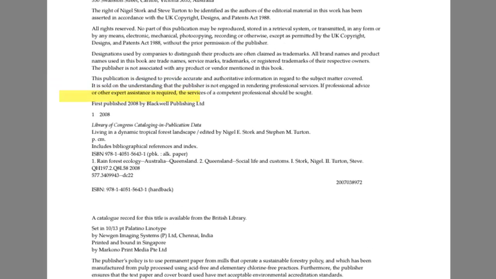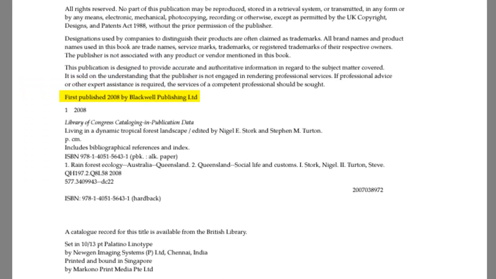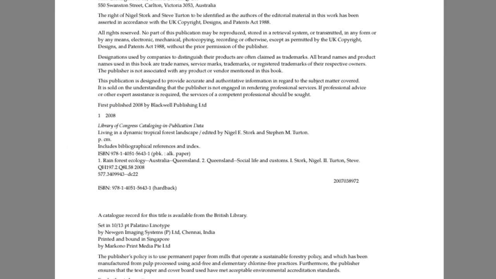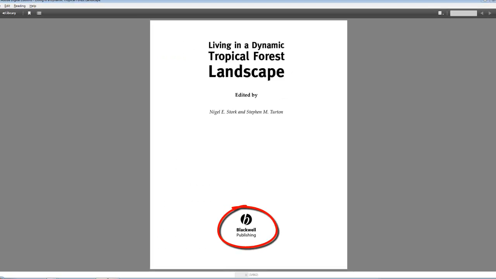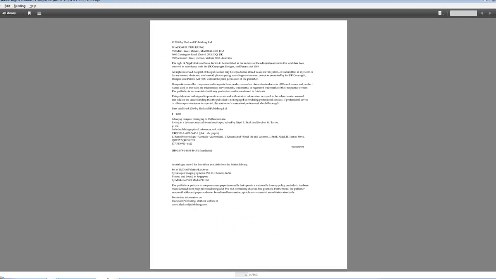The third item is the addition or revision. In this case, it's the first edition and hasn't been reprinted. Now that's okay because it's a relatively recent book. Fourth is our publisher. Blackwell is a well-respected academic publisher, so I'm very happy with that, and we can see it listed in several places.